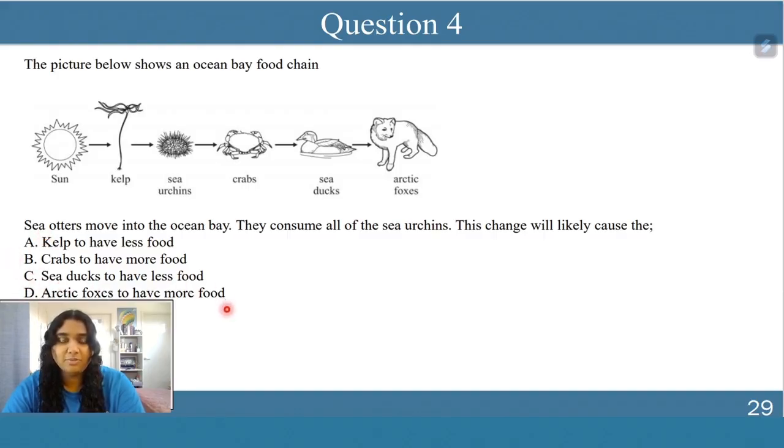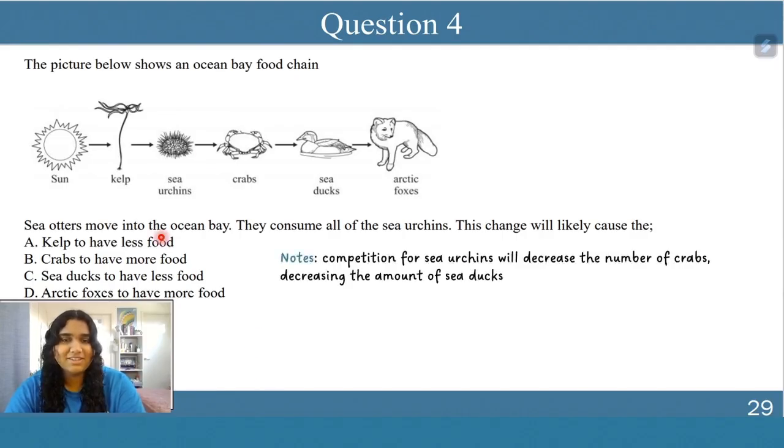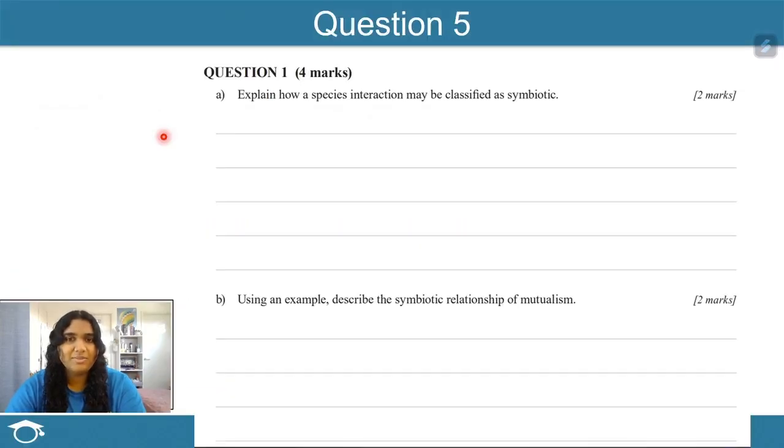Arctic foxes will have more food. Well, the Arctic foxes are eating the sea ducks, which are not being able to feed on as many crabs. So, if anything, the Arctic foxes will also have less food. And so, our answer here is C. So yeah, notes: competition for the sea urchins will decrease the number of crabs, thereby decreasing the number of sea ducks, as sea ducks feed on crabs, which feed on sea urchins. Hopefully that makes sense.